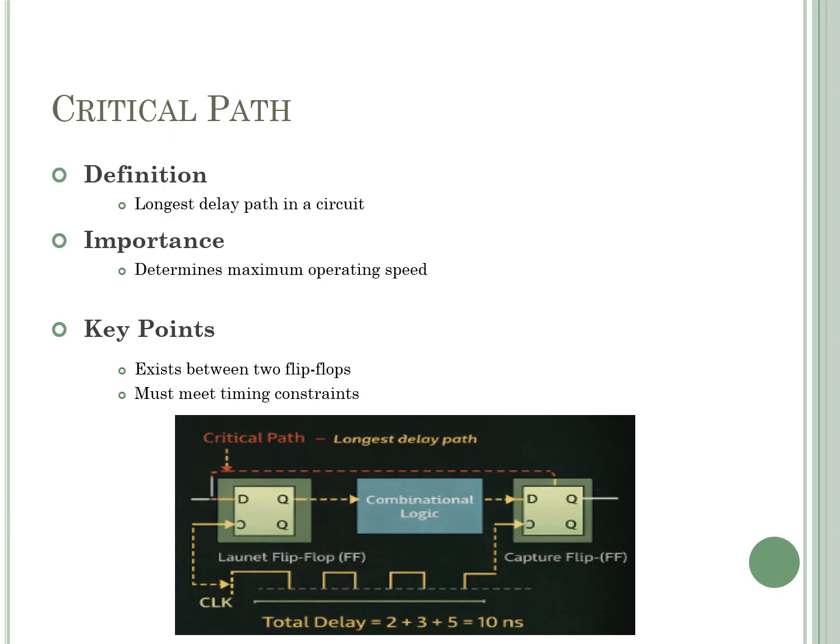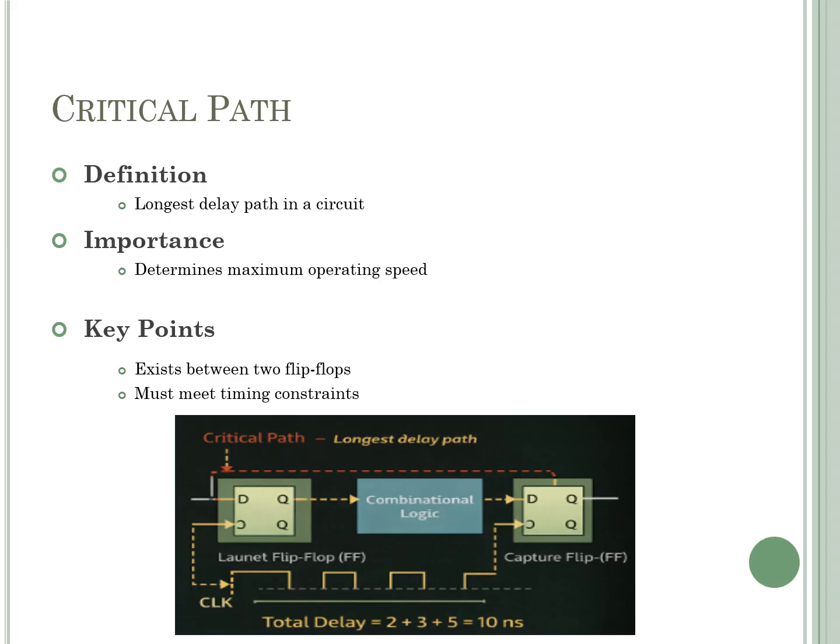Let's say you have three paths. Path 1 has 5 nanoseconds of delay, path 2 has 8 nanoseconds of delay, and path 3 has 10 nanoseconds of delay. Which is the critical path? The 10 nanosecond path, because it is the longest path.